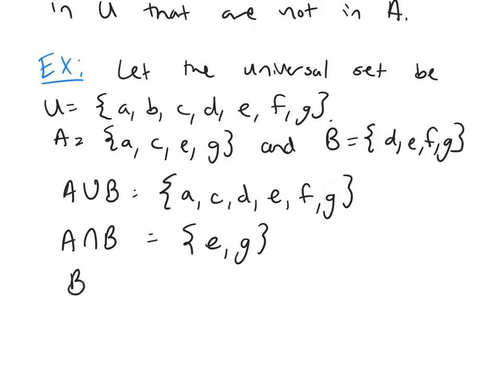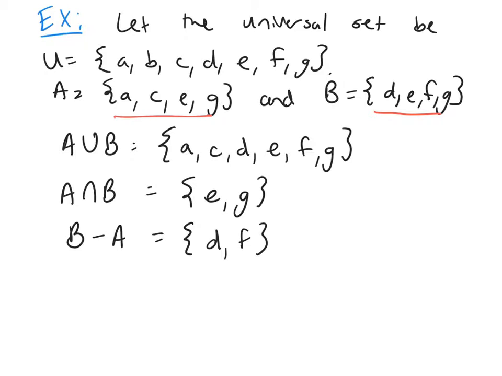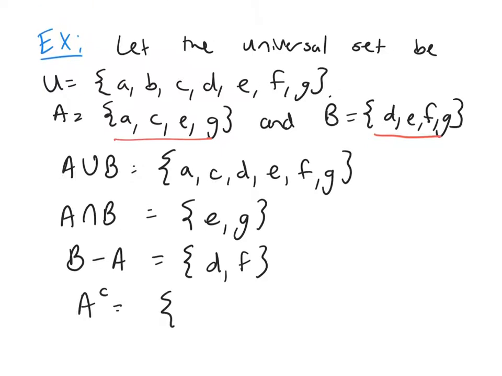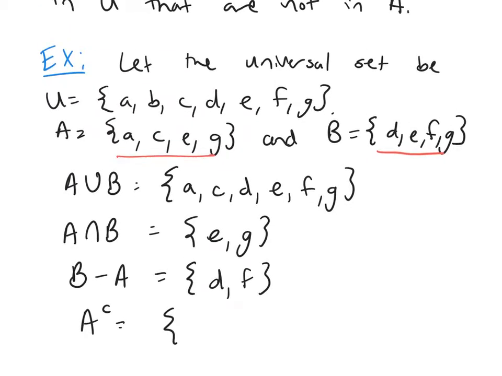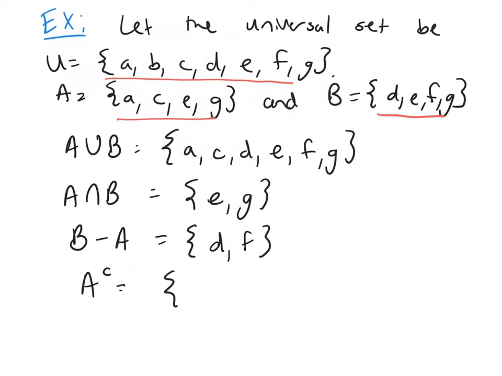Now let's find B minus A. So you're going to take the elements of B and you're going to remove any elements that are also in A. So I got to take out E and G, so it'll just be D and F. And then the last one we're going to find is A complement. So you look at your universal set, and you're going to remove the elements that are in A. So A complement would be B, D, and F.